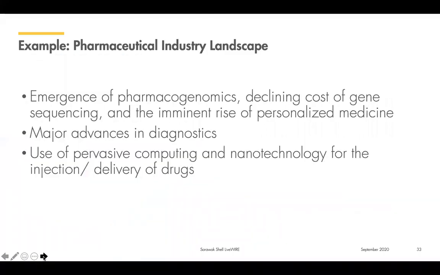Okay, with the pharma industry, technology, all this pharmacogenomics, gene sequencing, right? Personalized medicine because of gene sequencing, major advances in diagnostics. Apple Watch Series 6, I don't know if you followed it. They now have the blood oxygen monitor, right? So sensors are improving and they will change the healthcare industry.